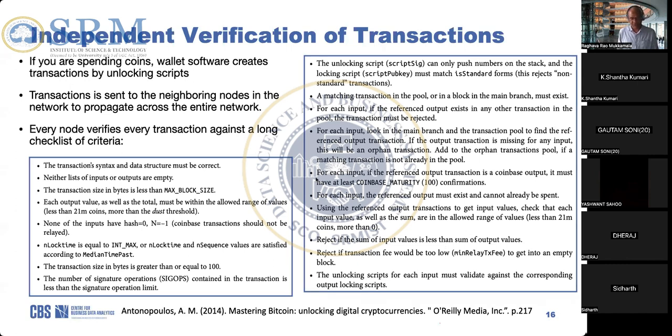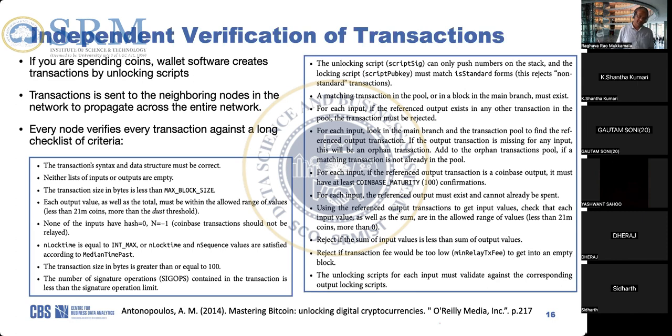Some of the interesting rules we can see, for example: for each input, if the referenced output transaction is a coinbase transaction, it must have at least coinbase maturity of 100 confirmations. What does it mean? Let's say that we are miners. We created the block, and we got the block reward, right? So you get some coins. These coins, which are created in the block, cannot be spent for the next 100 blocks.